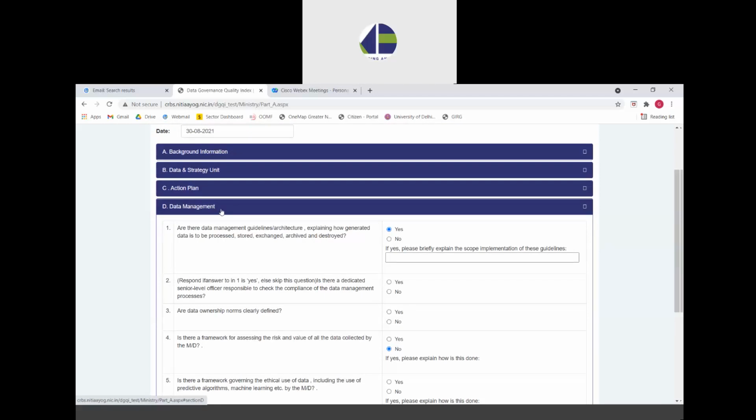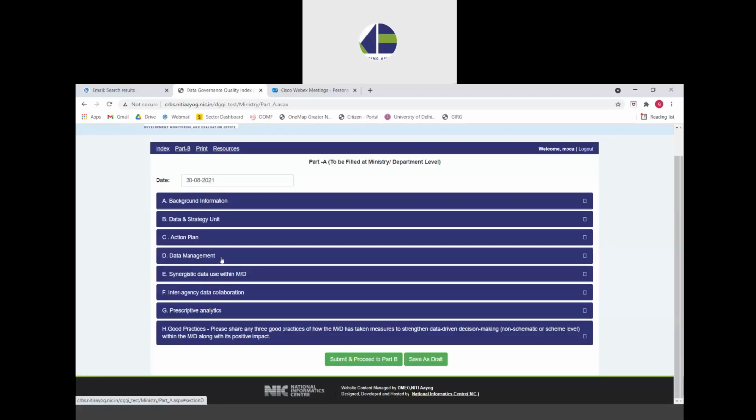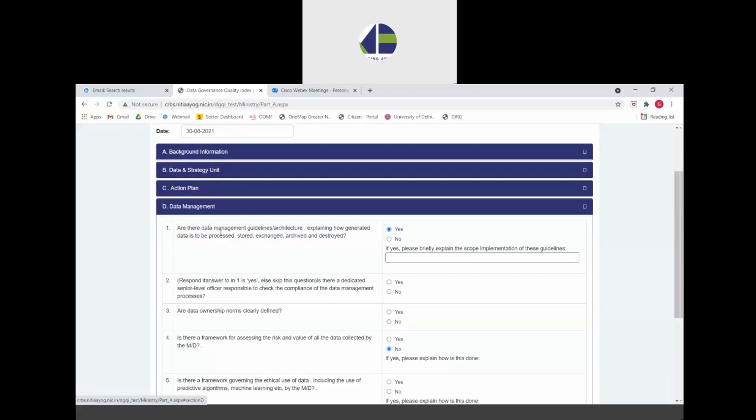There is a similar section at the part B level also, but that section will have to be answered at the scheme level. These are the questions related to data management which are important to be undertaken at the ministry level, because these frameworks, these norms have to be common across the ministry and they are not scheme specific. Therefore, this section has been kept at the ministry level, and some questions on this section have been kept at the scheme level, just to clarify the difference between part A and part B, so that it does not result in any confusion when the ministries are filling up this section.